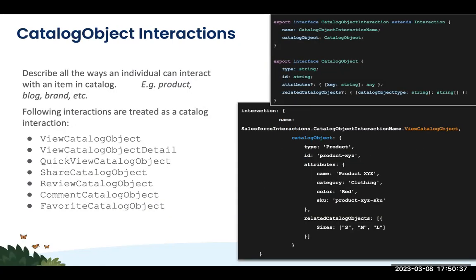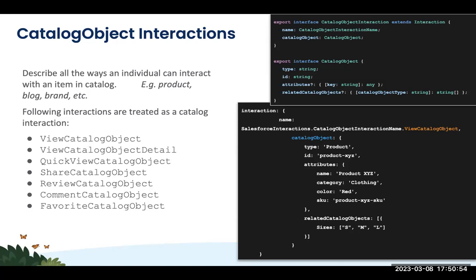If you look at the catalog object interactions, it describes the way each and every individual can interact with an item in a catalog. Because if you go to any other website, you have an option of different kinds of menus. In each menu, there are categories and catalogs available. You can click on a catalog and then browse all the items, right?